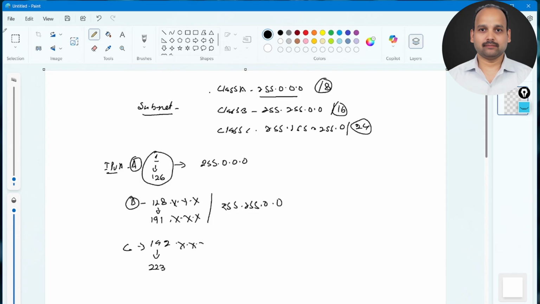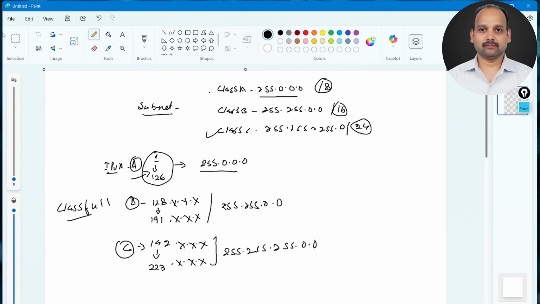And if you see, this is class C. By default your class C subnet is going to use 255.255.255.0. So this is the classful IP. You can say this is a classful IP because the same class IP range uses the same class of subnet, that is classful.